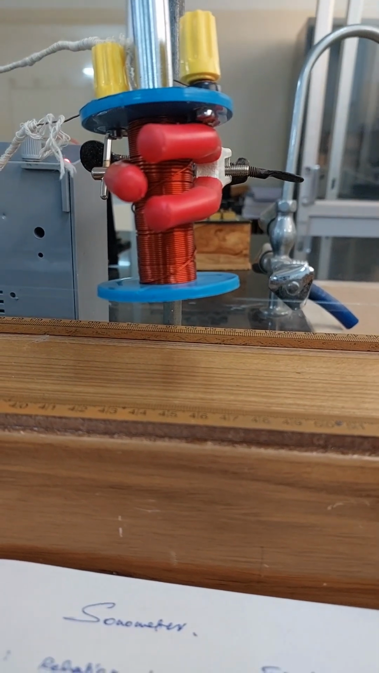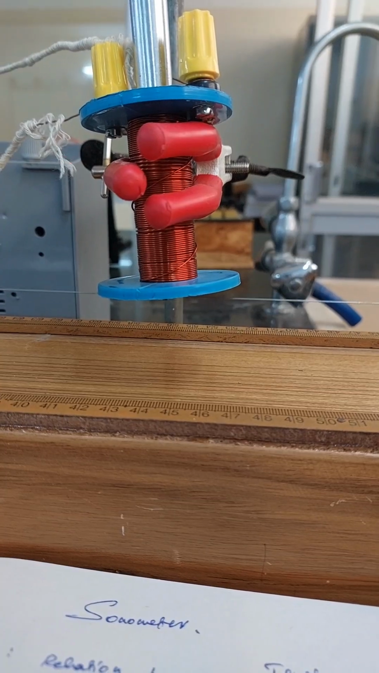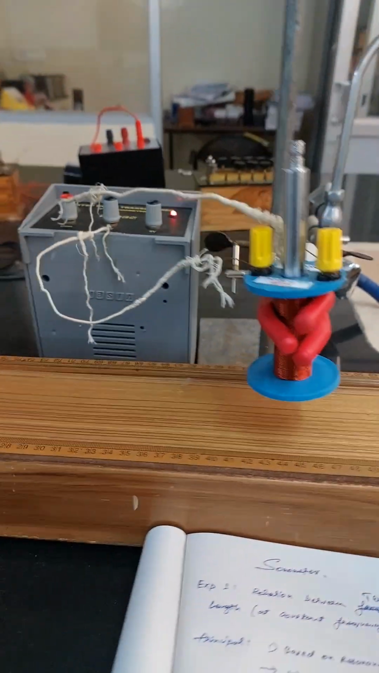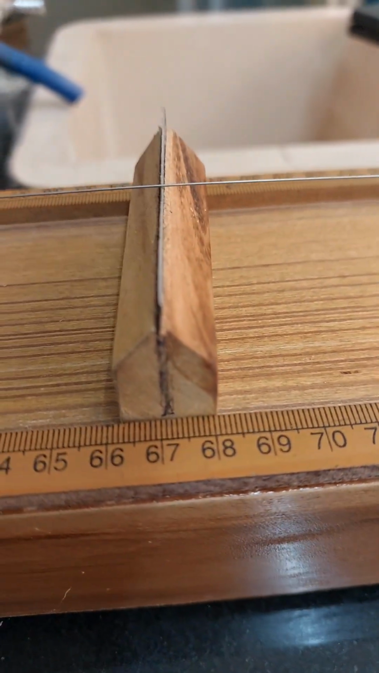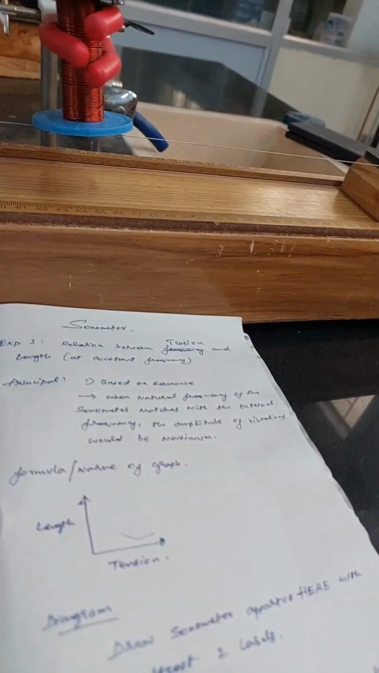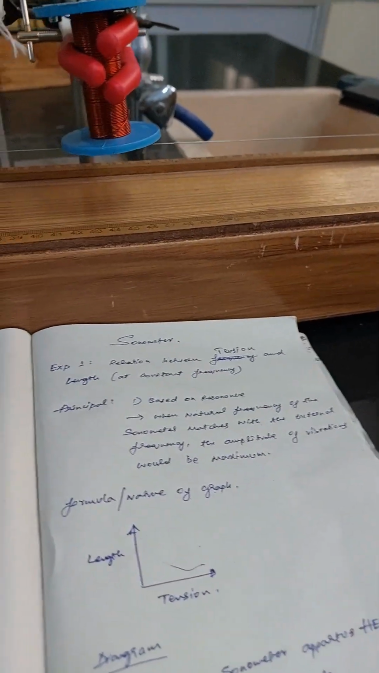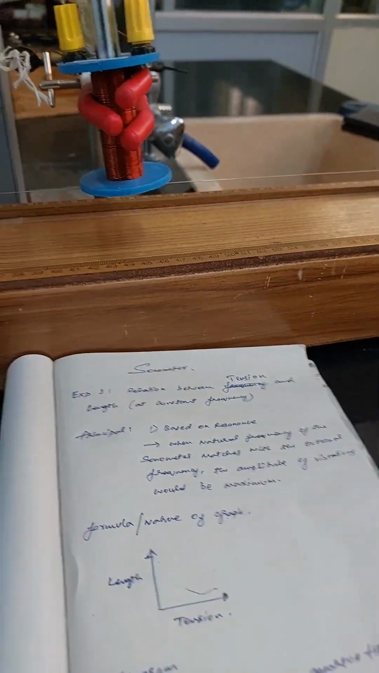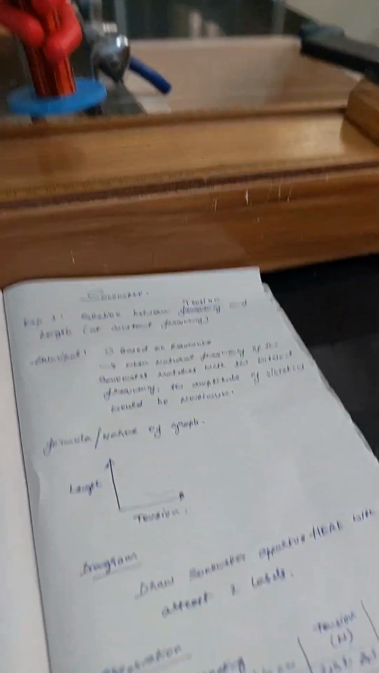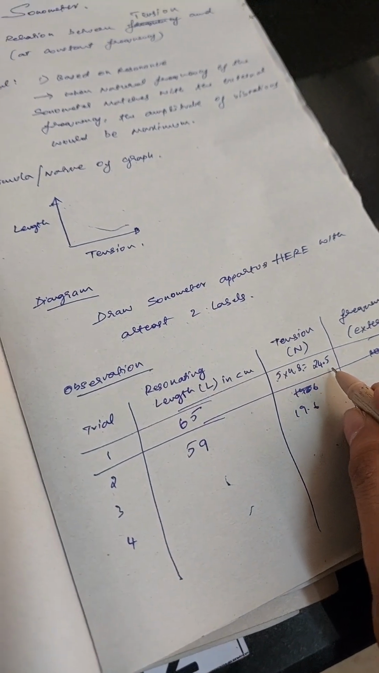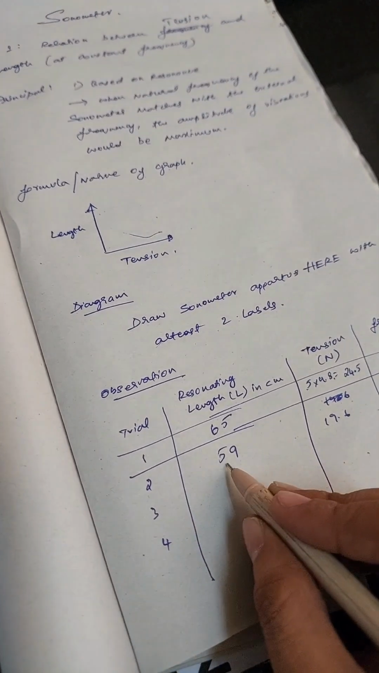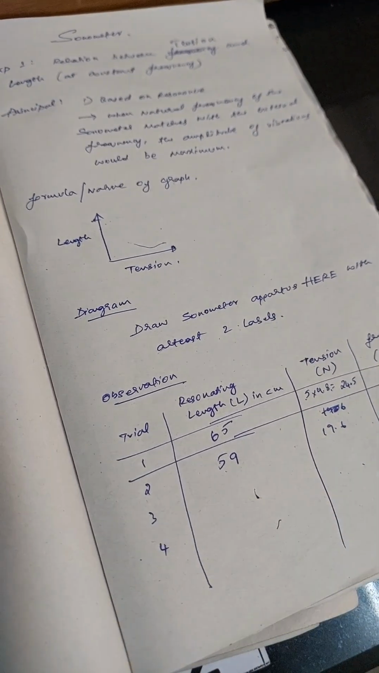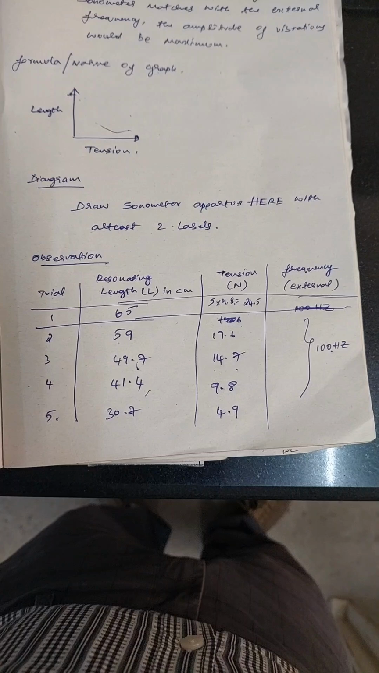Okay, you can see that resonance happened at this length. So I'll just note that it's 67.1 centimeter, and this is anyway at 8. So it's around 59 centimeter for 19.6. So 65 centimeter at 24.5 newtons and 59 centimeter at 19.6 newtons. So these are the final readings.